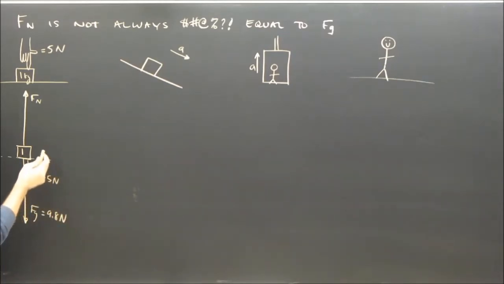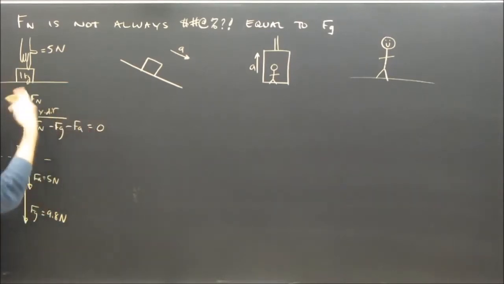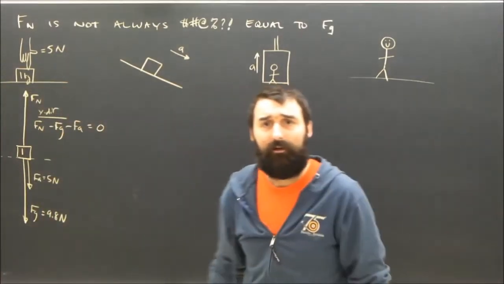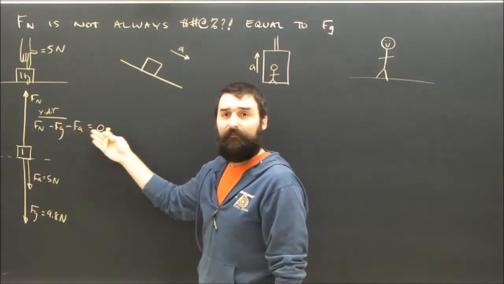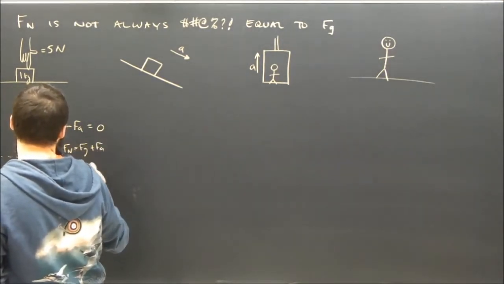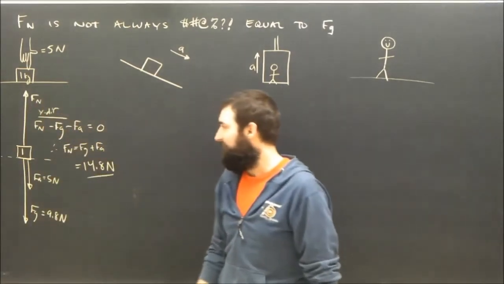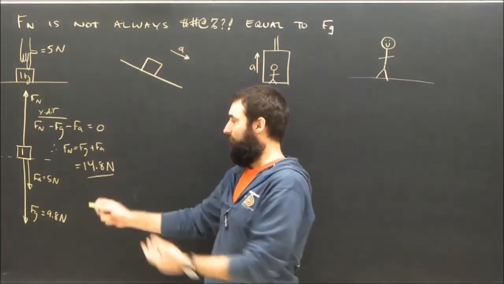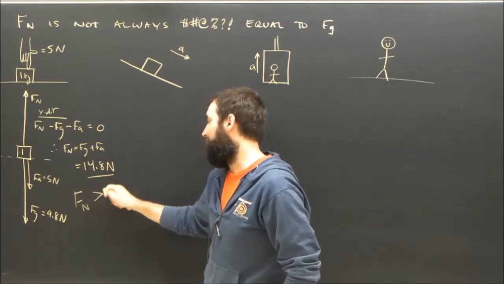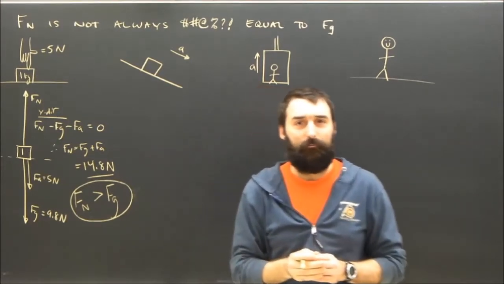Doesn't really matter which way you call x or y. In this case, let's call up y, for all you math normative people, and we'll say that Fn minus Fg minus Fa is equal to 0 because the box, the water bottle, whatever, is not going anywhere. Okay, so Fn minus Fg minus Fa equals 0, and therefore we can see that Fn is equal to Fg plus Fa, which is 14.8 newtons, I hope. 9.8 plus 5. And here's a simple example where the normal force is clearly bigger than Fg. One situation. Prove it? Prove it.